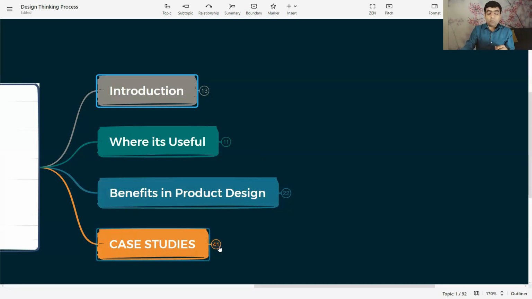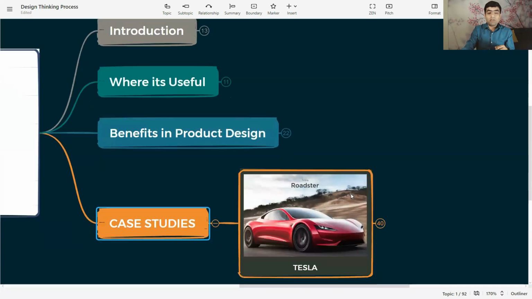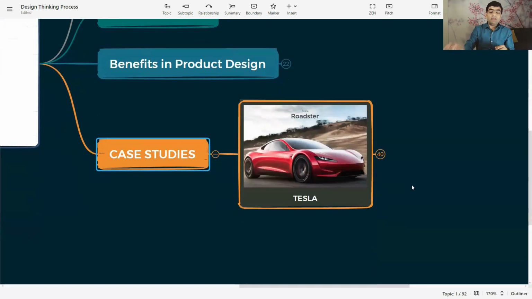And the case study is of a famous car company, Tesla. Can anyone guess this car? No, the name is already there. This is the Roadster, the first electric car of Tesla. This is the exact case study that we can relate to the design thinking process. They have used the design thinking process. So how have they used it?